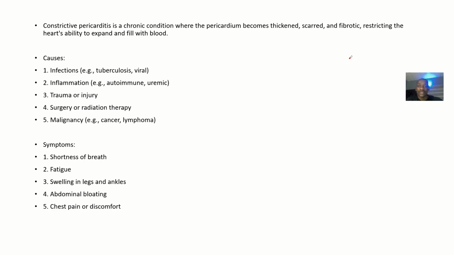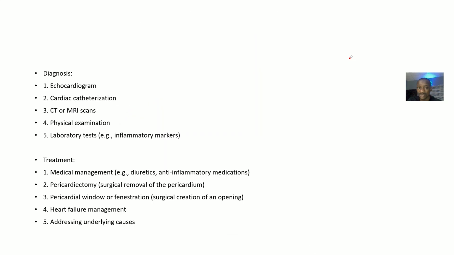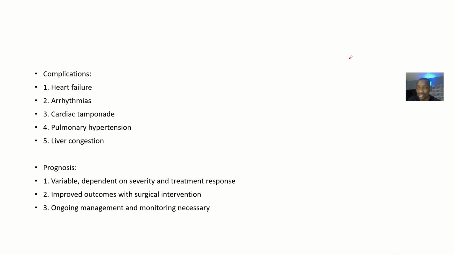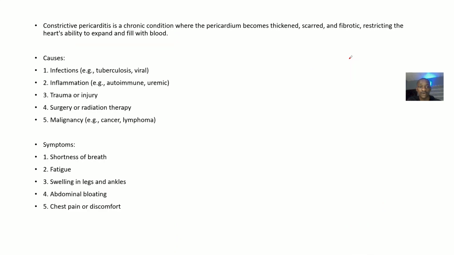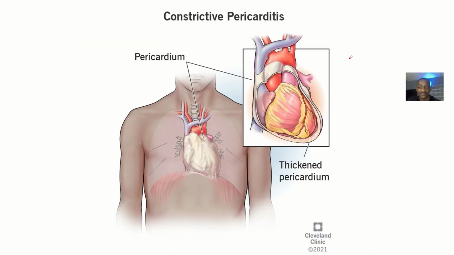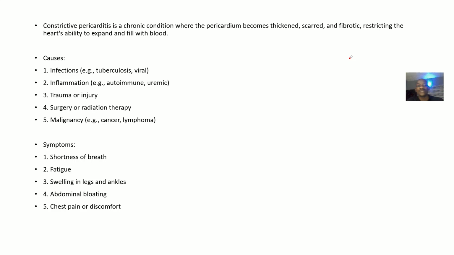Okay, so talk about this condition from the definition: causes, symptoms, diagnosis, treatment, complications, and prognosis. So let's just go to the definition directly. Constrictive pericarditis is a chronic condition where the pericardium becomes thickened, scarred, and fibrotic, restricting the heart's ability to expand and get filled with blood.